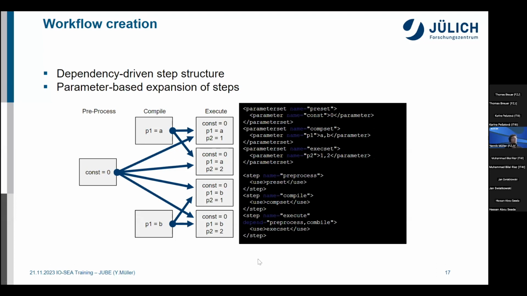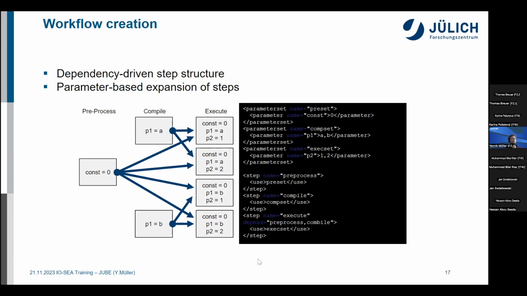Now, so the whole idea is to have parameters, steps, and define the dependencies between those steps. And then JUBE will correctly expand the parameter space and also deal with combinations of parameters, and will at all time remember what parameters are being used for this run.